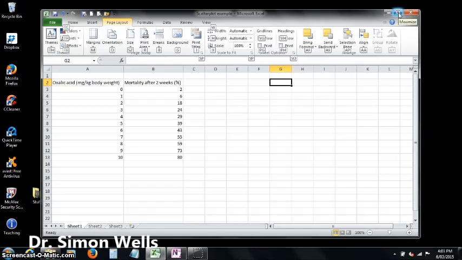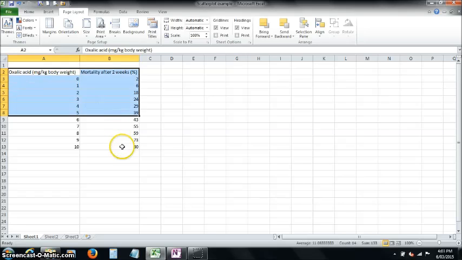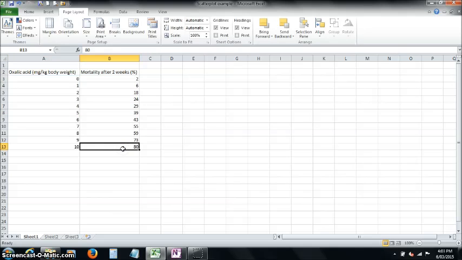So if you're a bit rusty with Excel, or you've never seen Excel, or you just want to brush up on how to use it and how to create a graph, I've got some data here, entirely imaginary, by the way. It's looking at an imaginary experiment where we looked at the effect of oxalic acid on survival of some kind of species. Let's go with mice.